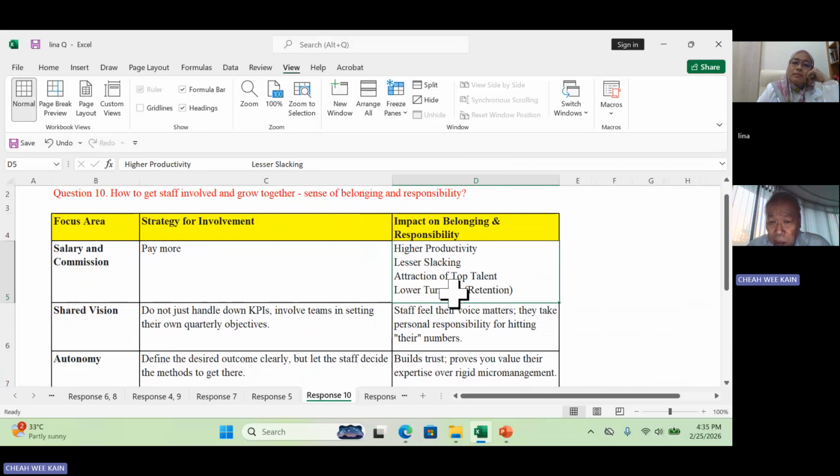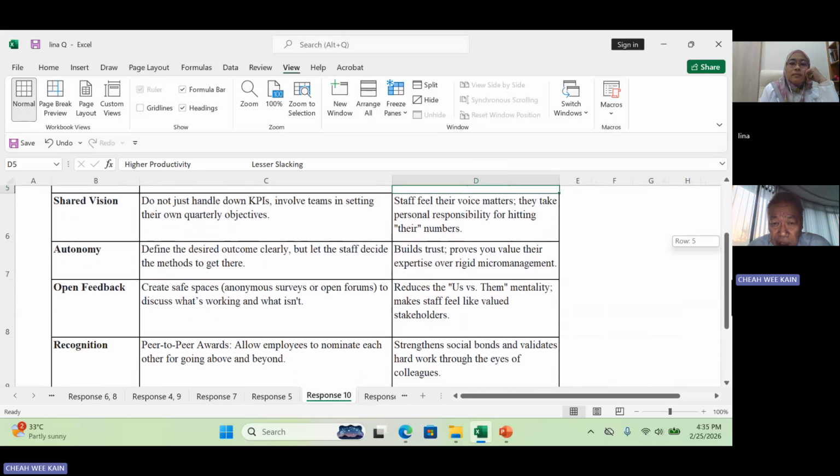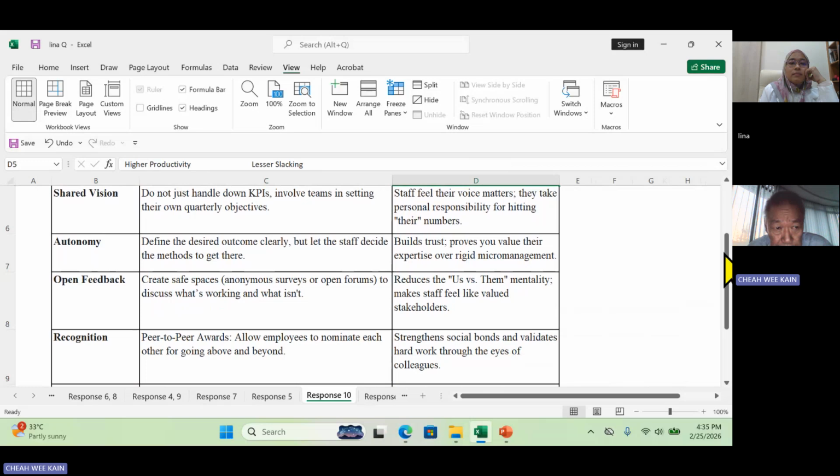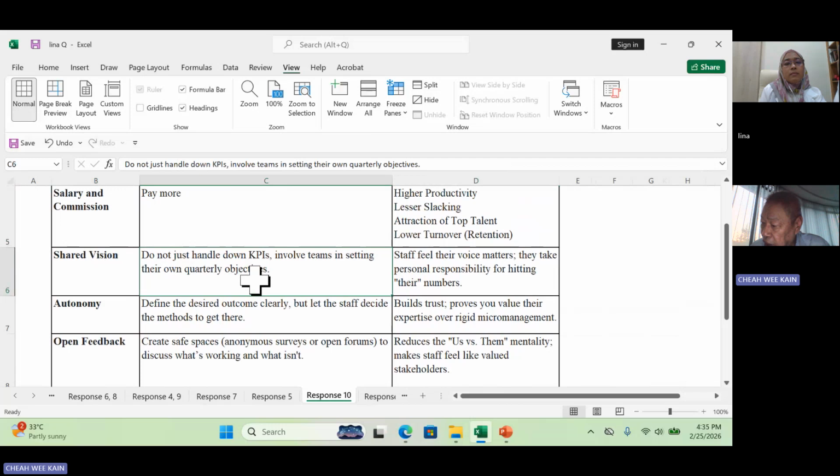So if you pay higher, you get more income, more top talent, and then you get lower turnover, better retention, fewer people resigning. Okay. Second one is share vision. Do not hand down KPIs. This is very popular. Every year, in many companies, it's very, very popular.